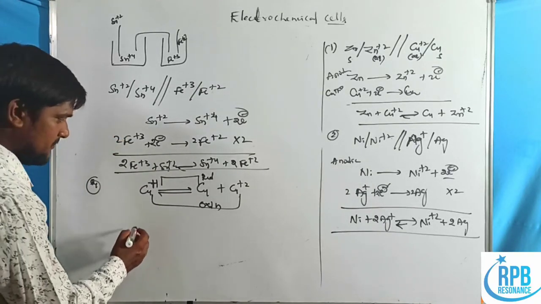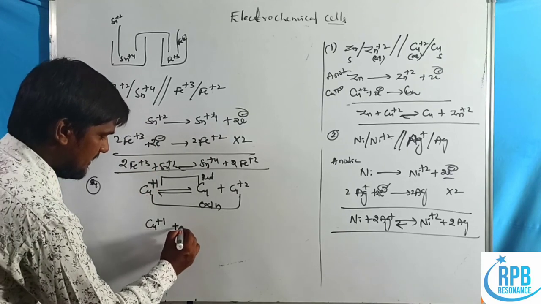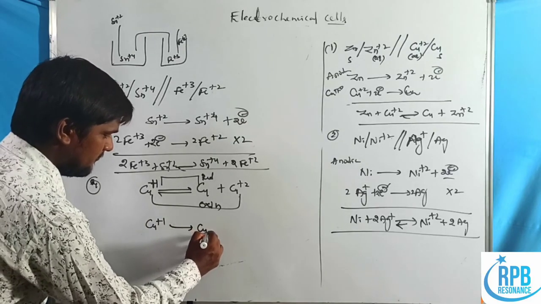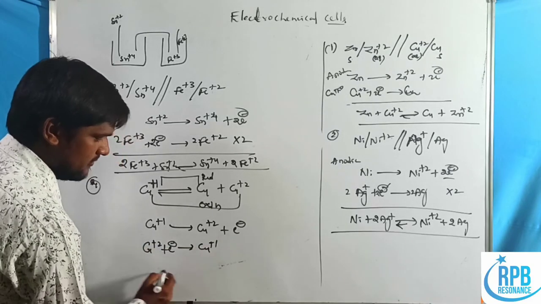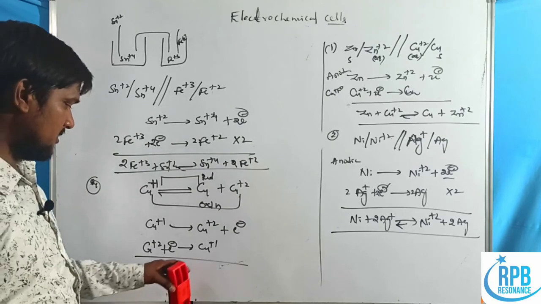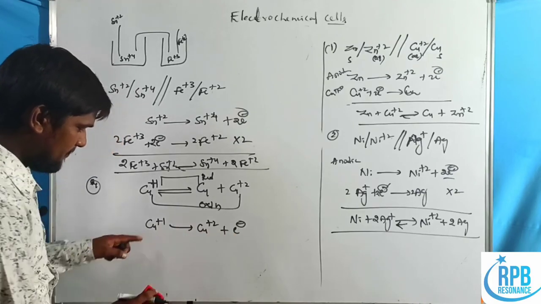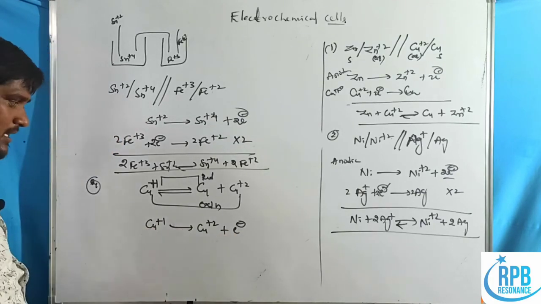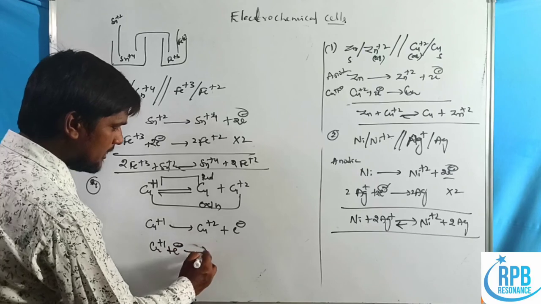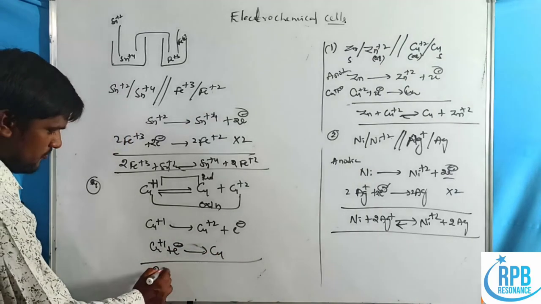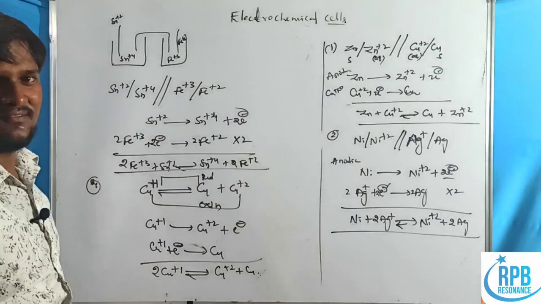Now let us write these types of half cells. One copper plus 1 loses an electron and forms copper plus 2. Another copper plus 2 gains an electron and forms copper plus 1. Here the plus 2 cancels, and the gaining of electron also cancels. So copper plus 1 loses an electron and forms copper plus 2. Again, another mole of copper plus 1 gains an electron and forms copper metal. Here is the reaction: 2 moles of copper plus 1 give copper plus 2 and copper. This is very easy, guys.